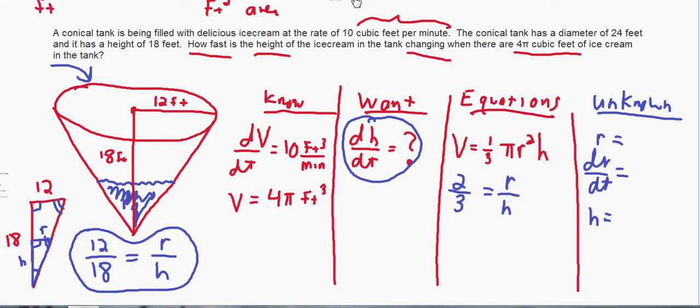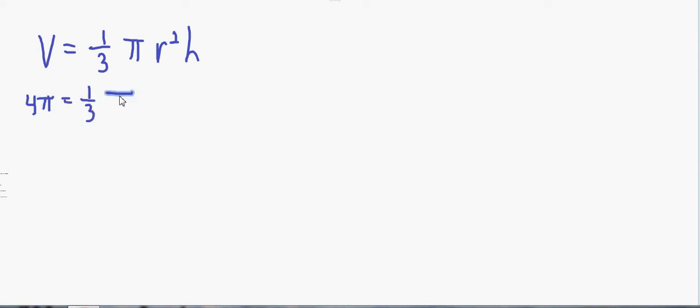So let's go to the next page. Here's what we're looking at. We know the volume is 1/3 pi r squared h, and we know the volume is 4 pi. We would like to solve this for either r or h, and since we're looking for dh dt, that's really the question. We don't really care about r or dr dt. That's not what they're asking us to find, so we don't need to worry about it. What we would like to do in this equation is just get rid of r completely.